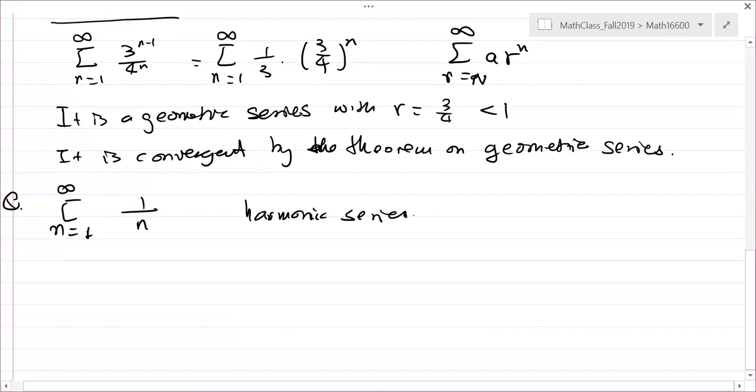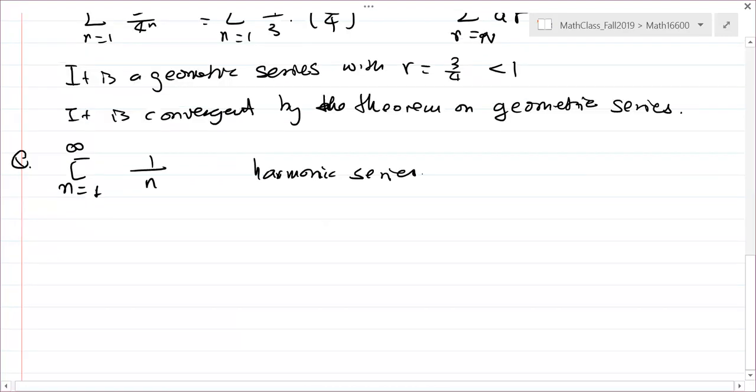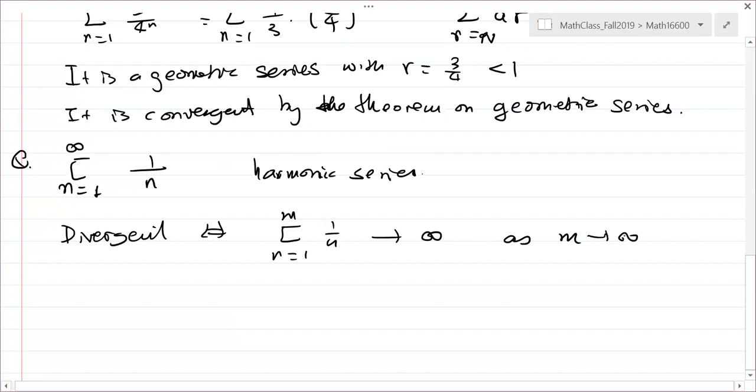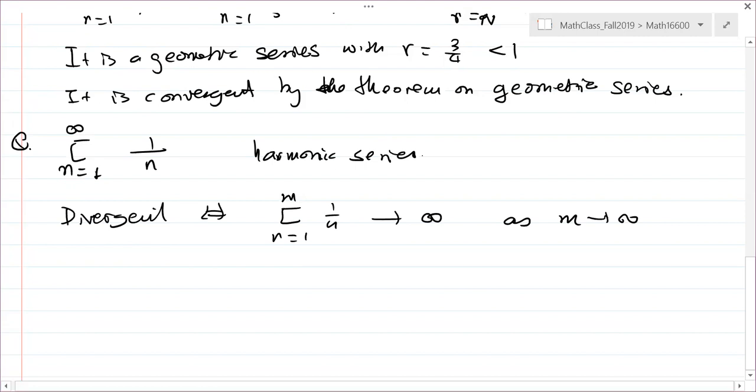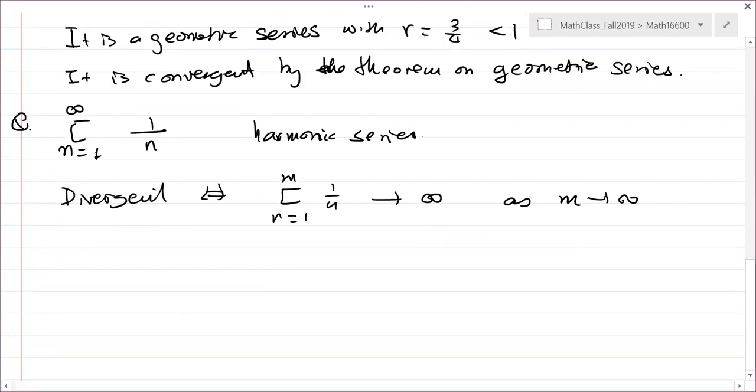Okay, divergent means I want to prove that the limit of the sum from n equals 1 to m goes to infinity as m approaches infinity, right? That means, okay? So can you prove this approaches infinity? Okay. We can, the simple observation is that, okay, we want to get a lower bound, right?